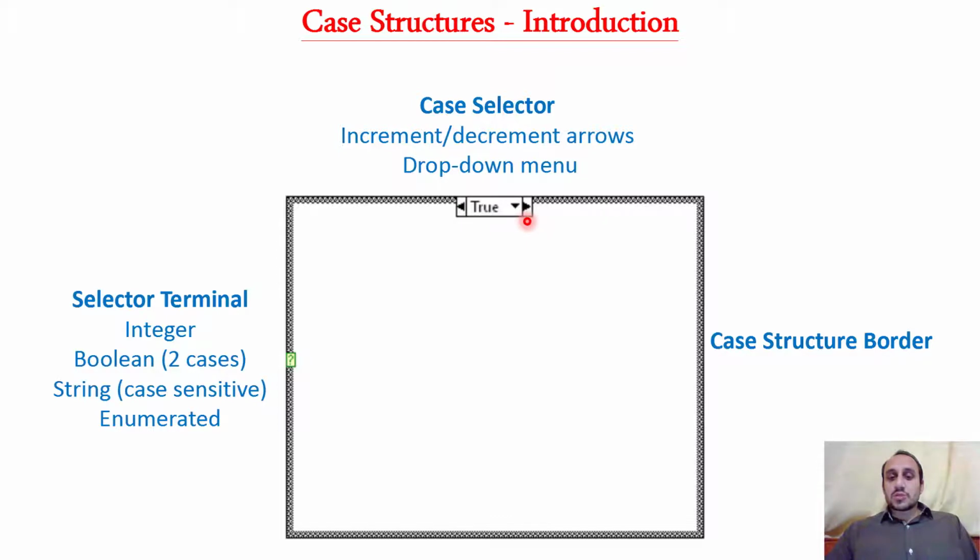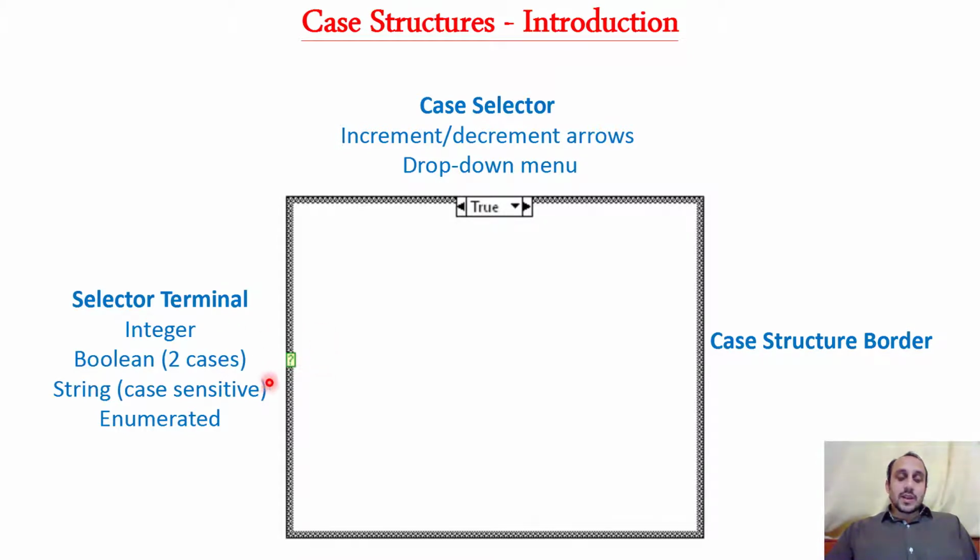For example, if we press this one, what will happen? We will move to the false case. If we have more than two, then we will keep on pressing these arrows and we will see the other cases of the case structure. And then there is a drop down menu. So there is an arrow which actually opens the drop down menu, and you can select a particular case from that menu as well. And then we have a selector terminal.